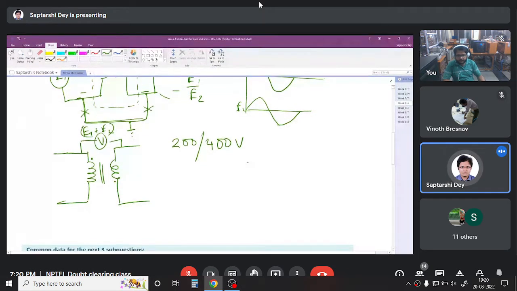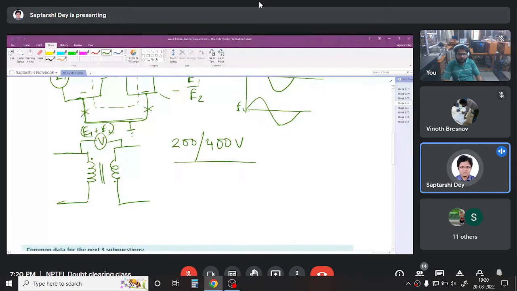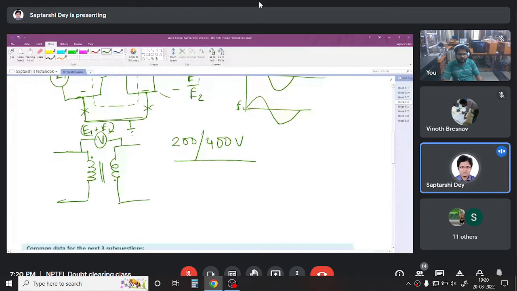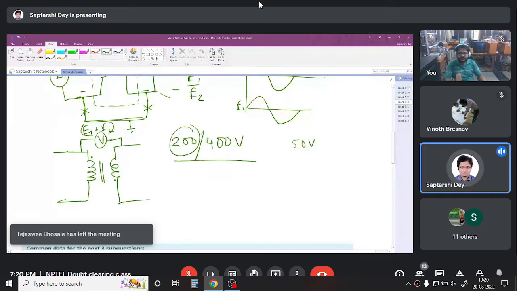Now, my question to you is, suppose I have a transformer which is rated as 200 by 400 volt, and on the transformer I want to do this polarity test. Can you tell me what should be the rating of this voltmeter? What rating voltmeter or what range of voltmeter should I use here? Should I use a 50? 200. 200? Okay. Someone else wants to try?